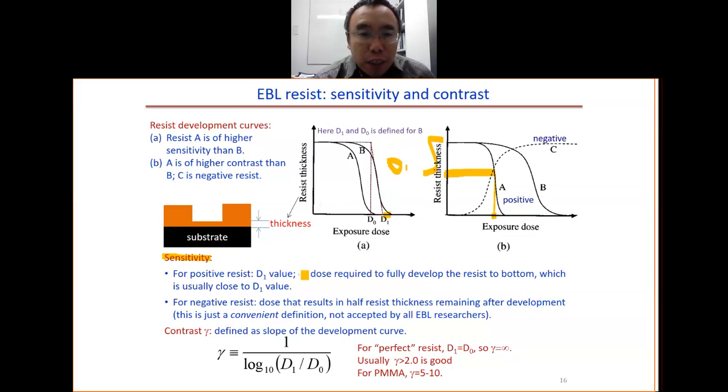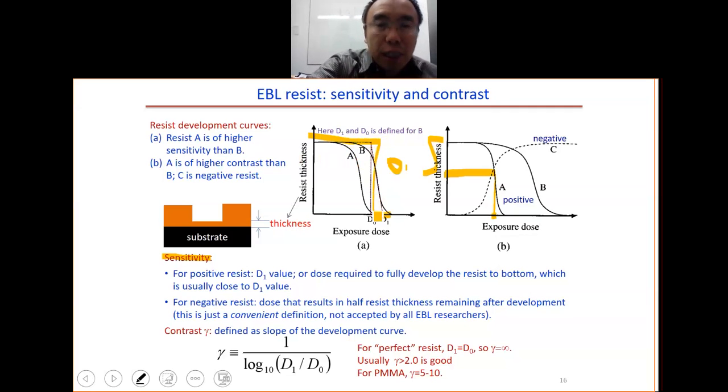So the contrast defines how the transition goes from the undeveloped to the developed. The transition here is the definition of the contrast. Obviously, ideally, we want a very sharp transition, for example something like this. But in reality, we have a slope. So this transition slope defines the contrast.